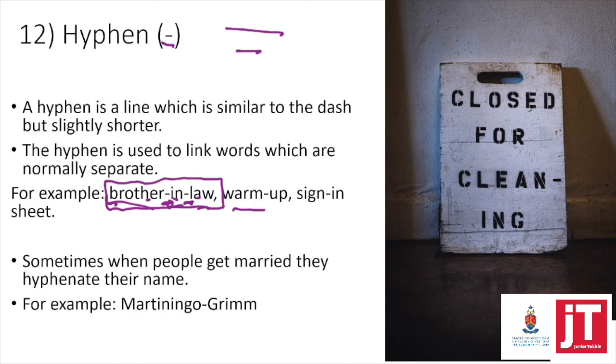Come on, guys, let's go for a warm-up. Don't forget to use the sign-in sheet. Okay, there's many different words which we can hyphenate, so step up to the plate, that's another one. Okay, so there's many different types of words that we hyphenate. Sometimes when people get married, they hyphenate their name. For example, the mom's name is Mary Martinengo and the dad's name is Virgo Grimm. They could both hyphenate their name to Martinengo-Grimm and just merge these two words into one.